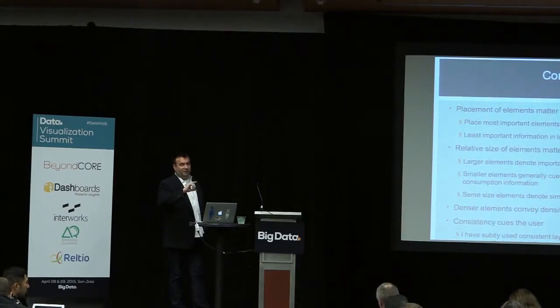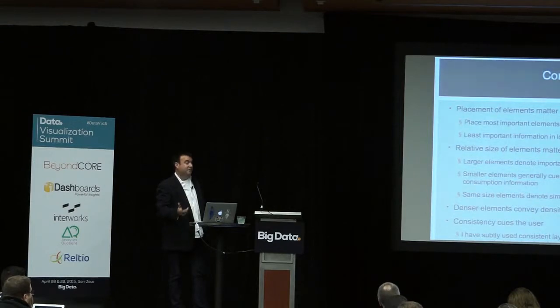It's self-explanatory. Denser elements convey density of information. But again, as we heard before, don't go overboard here. But if you can encode more than one thing into a particular visualization by using color, by using size, by using placement, that adds value. And it reduces the amount of space that you need in order to tell the story.